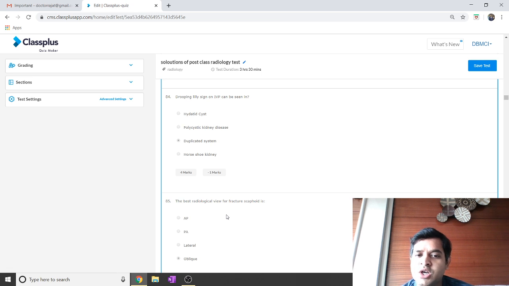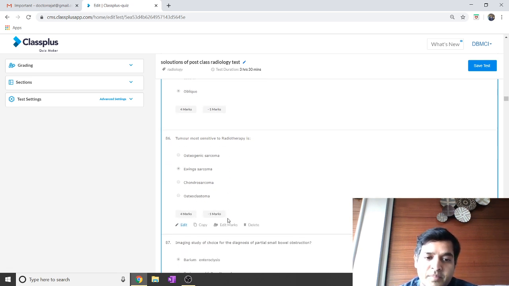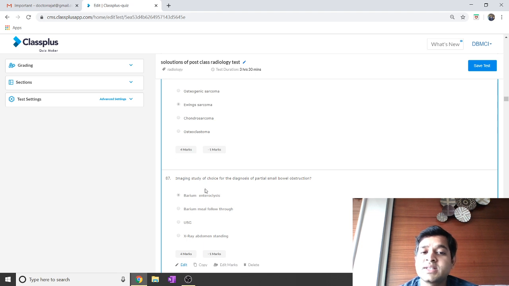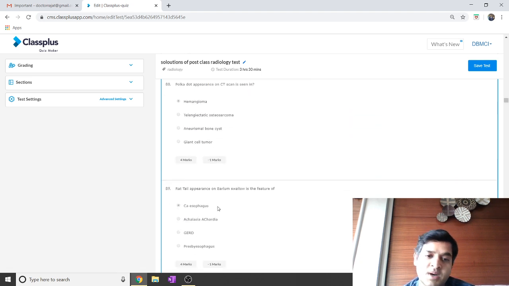The best radiological view for fracture scaphoid is oblique view. Tumor most sensitive to the radiotherapy is Ewing sarcoma. Barium enteroclysis is the imaging study of choice for diagnosis of partial small bowel obstruction. Polka dot appearance on the CT scan is a feature of hemangioma.